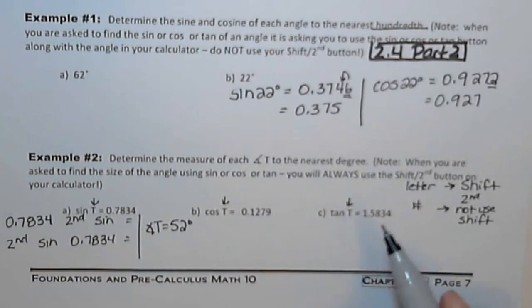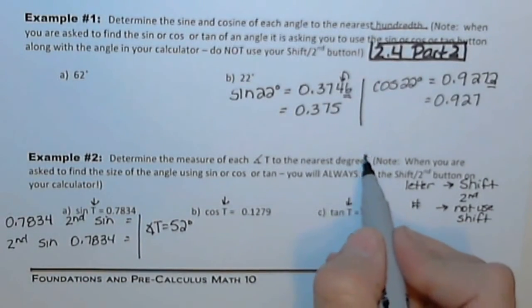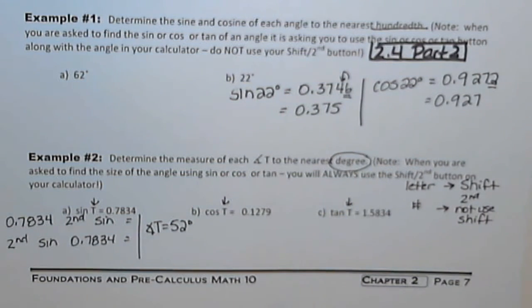You will notice that I rounded off to the nearest degree, like I was asked, which means I have no decimal places. The other thing that you will notice is that I no longer have the word sine in front of my t. If the sine of angle t is 0.7834, that tells me angle t itself is 52 degrees. No sine needed, you've used it up.